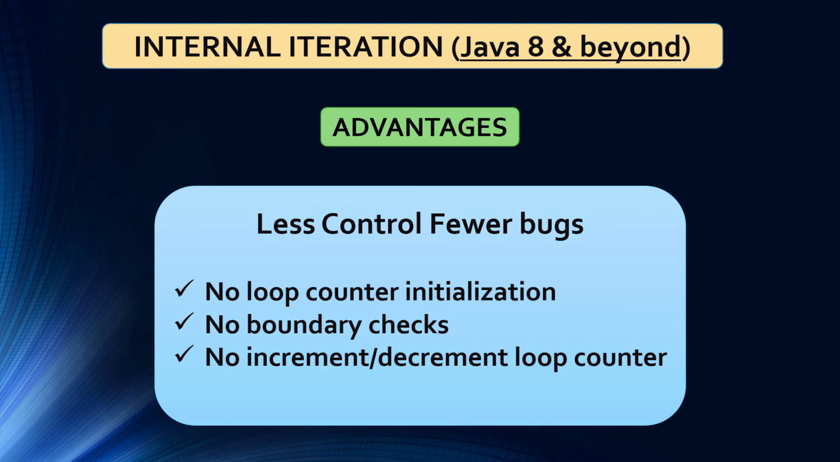The advantages of internal iteration may not be evident from the examples we saw, but let me tell you, when it comes to complex operations on collections, internal iteration is the way to go. And in fact, Java streams use internal iteration all over the place in the Java API. I hope the difference between external and internal iteration is clear to you guys now.